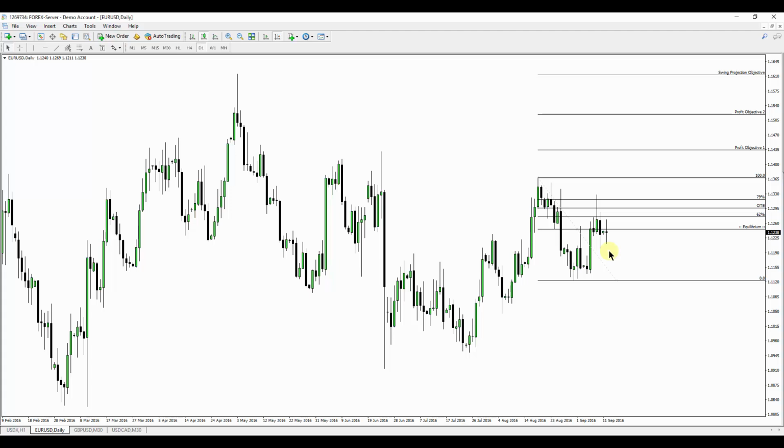So again, these are all scenarios of what could potentially be a setup for this week. I don't think that we're going to see anything that we can trade while we're in consolidation like this until we expand higher or lower. It has to move from these levels to give us a setup.